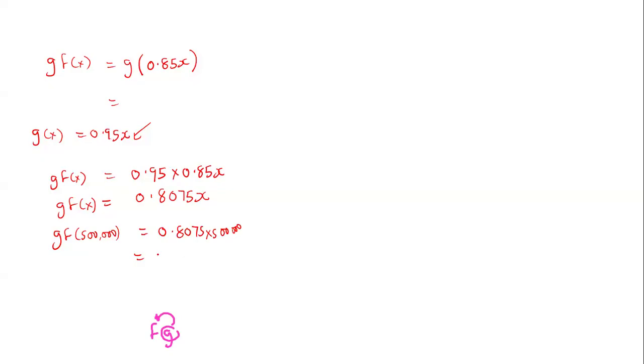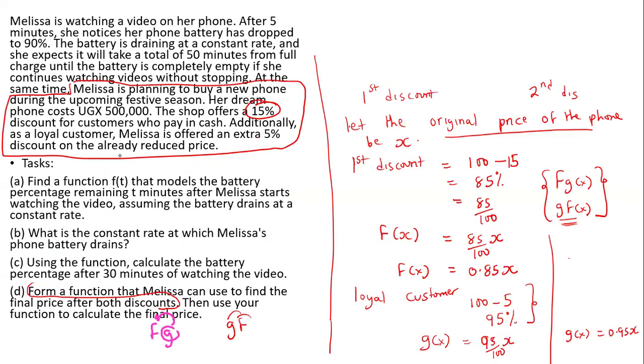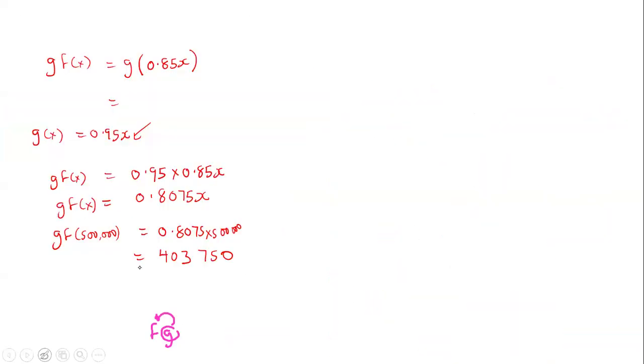So she will pay 403,750. Then you respond back that Melissa will pay shillings. Since you used UGX here, you must also use UGX. So you say Melissa would pay 403,750 shillings. So that is what you have to do.